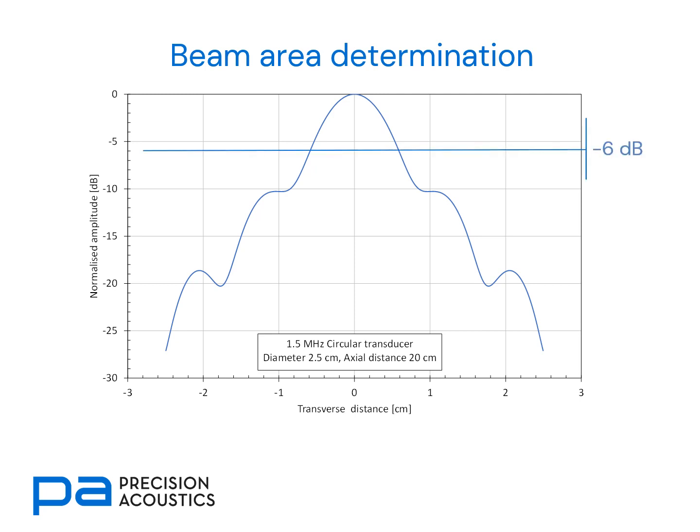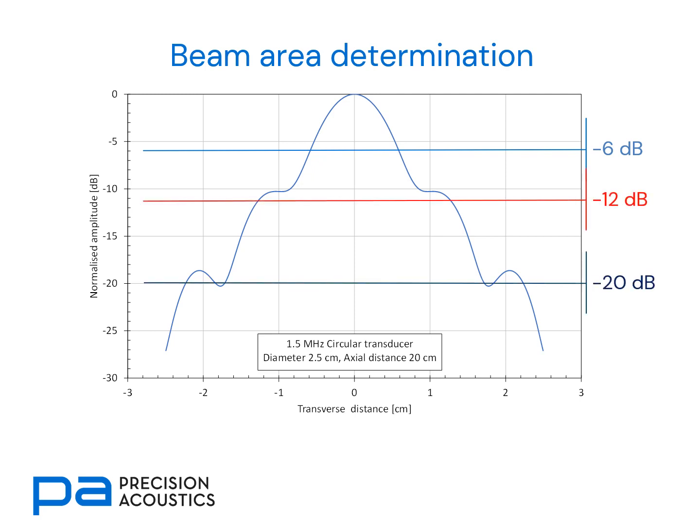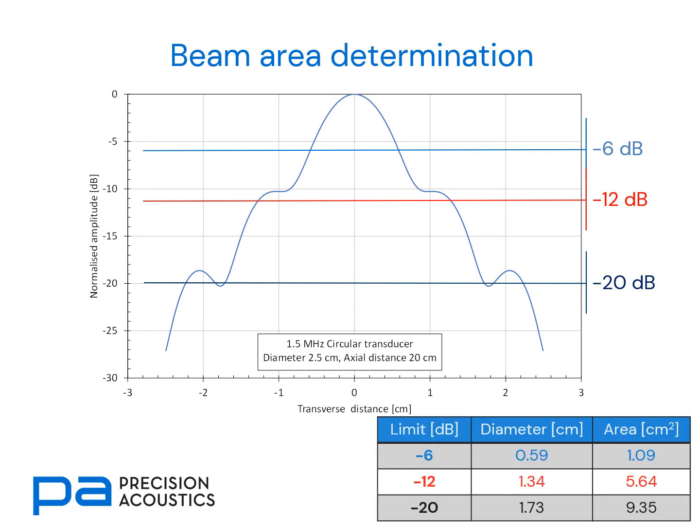We can see that if we look at the -6 dB level down from the peak, we can determine one particular beam diameter. But at the -12 and the -20 dB levels, this gives entirely different diameters and therefore areas. In fact, if we look at those -6, -12 and -20 dB limits, we notice that there's nearly an order of magnitude between the areas that we derive by determining the beam areas at each of these different cutoff thresholds.